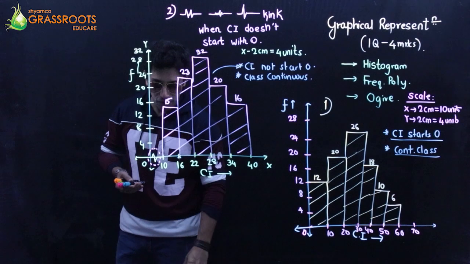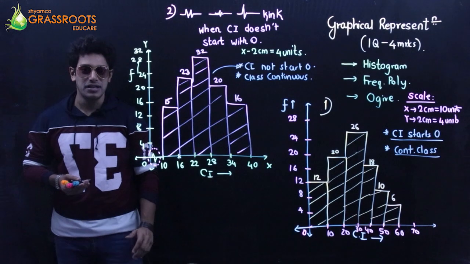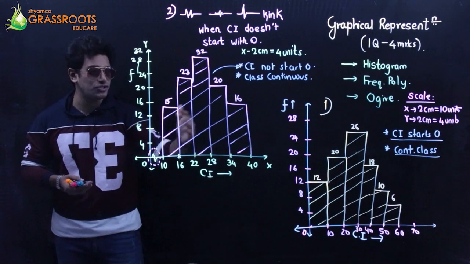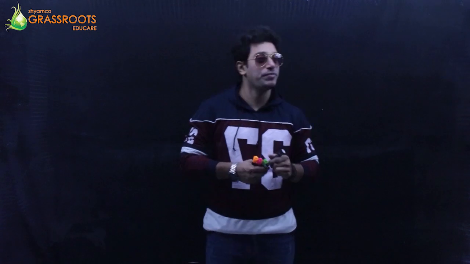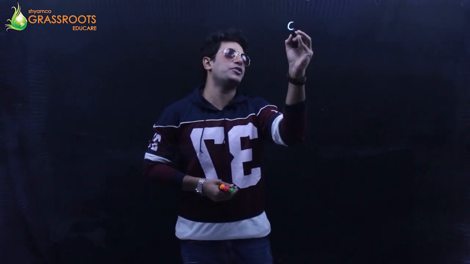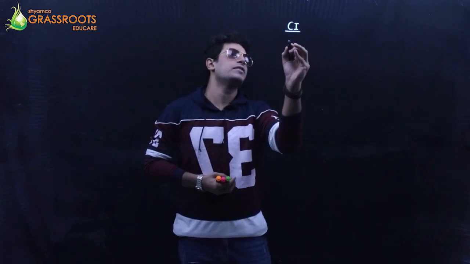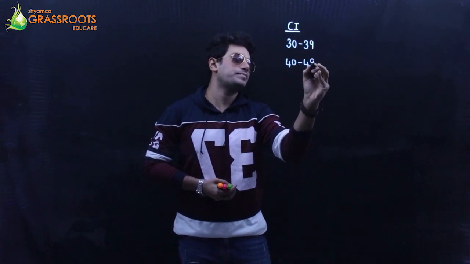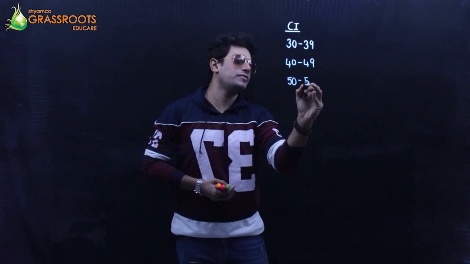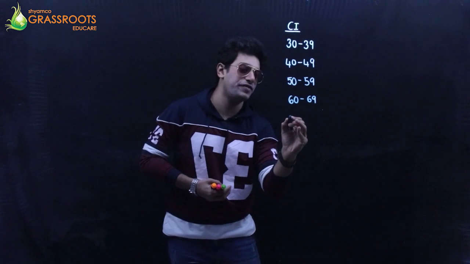Third question from my side. The class is a discontinuous class, right? How to do it? We're going to do it in a while. Just go through these two sums. The problem with the third is that the class interval is not a continuous one. So we'll have to first make it a continuous class interval. The class interval given to me is 30 to 39, 40 to 49, 50 to 59, 60 to 69, and 70 to 79.